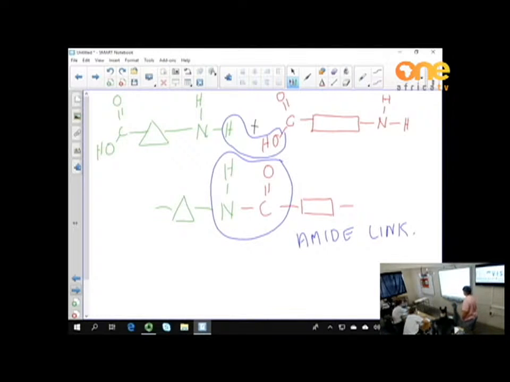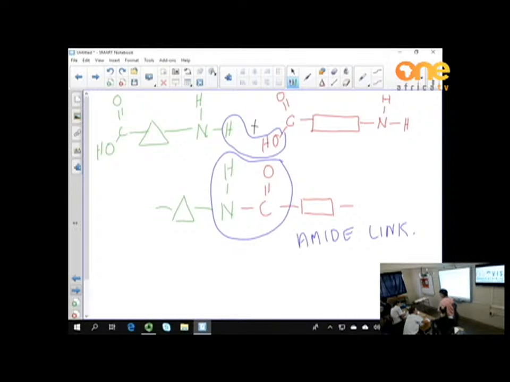So then the next one can add on and the next one can add on. Yes, it splits out a water molecule. That's why it's condensation polymerization. Now this would be normal protein molecules.